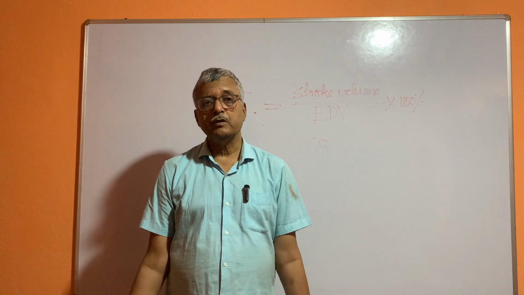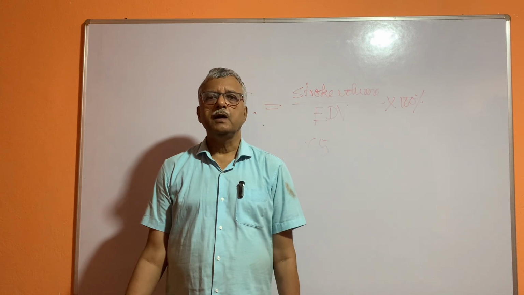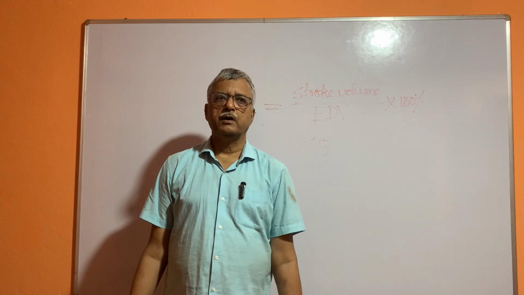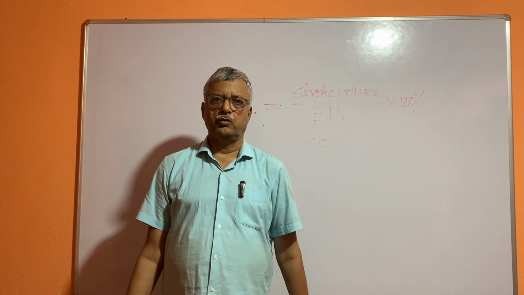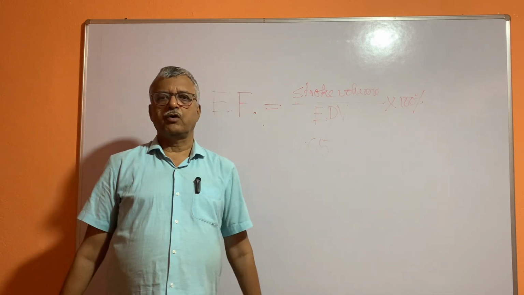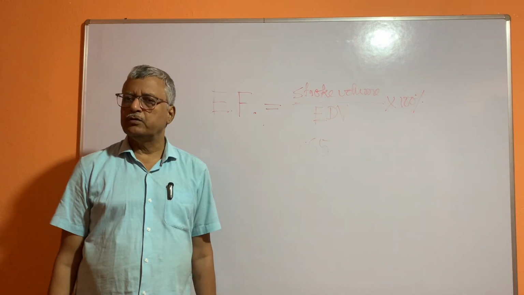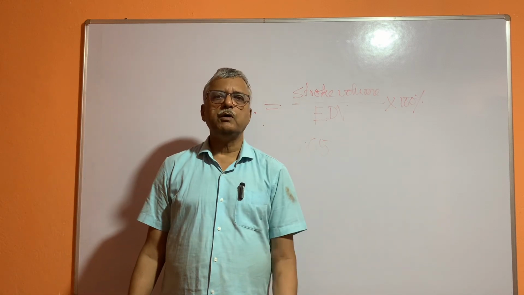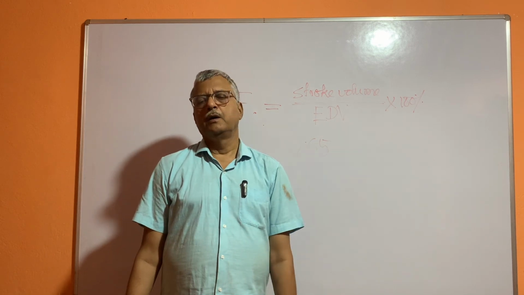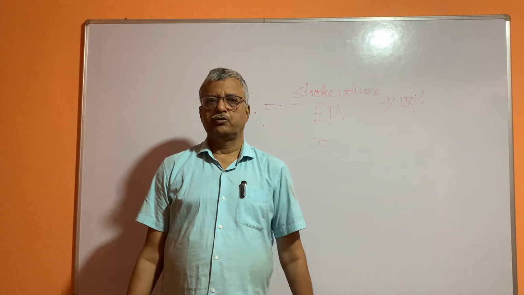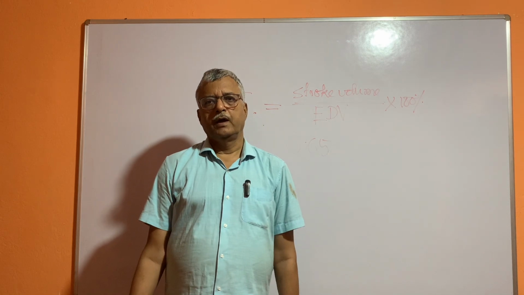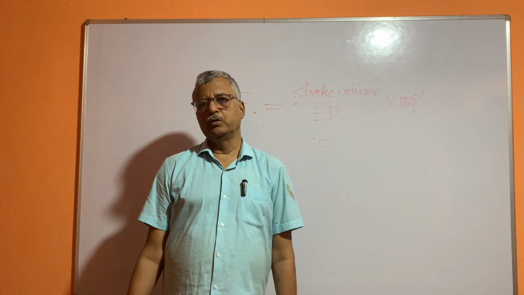So, what is end diastolic volume? It is the amount of blood that is present in the ventricles at the end of the diastole. Just before starting to contract, or just before the initiation of the systole, it is the amount of blood present inside the ventricle at the end of the diastole, and that is why it is called end diastolic volume.